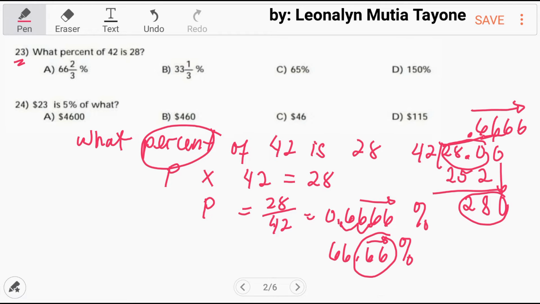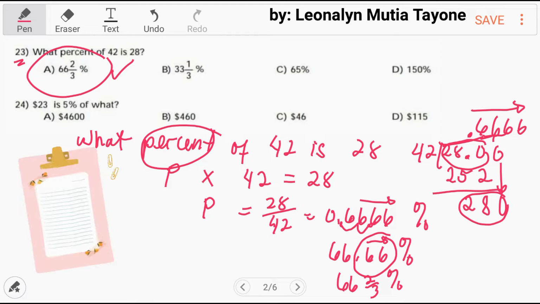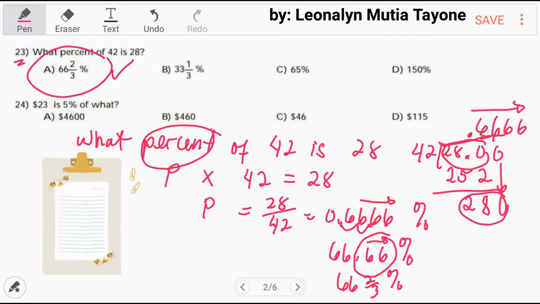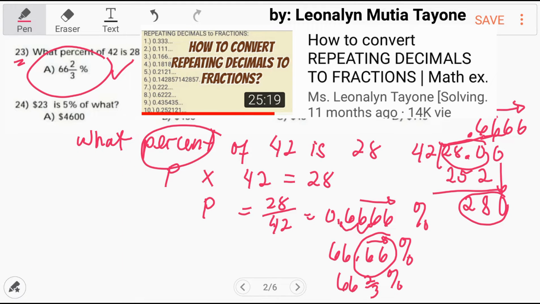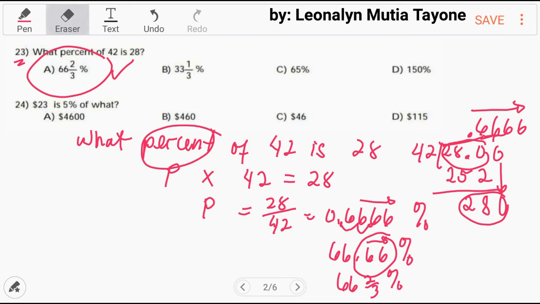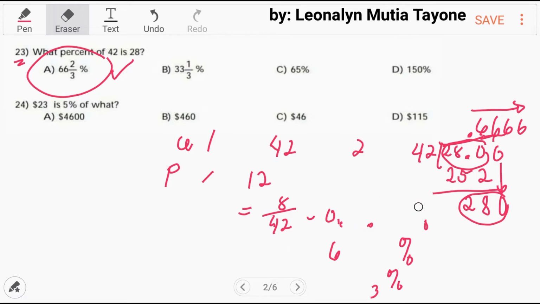Now, itong 0.666 na repeating, to convert it into fraction, that is equals to 2/3. So, ang sagot dito ay 66 and 2/3%. At ito na yung sagot, letter A. By the way, ilalagay ko rin sa description ng video ito kung paano rin mag-convert ng repeating decimal to fraction. Dito tayo sa number 24. Erase ulit natin.